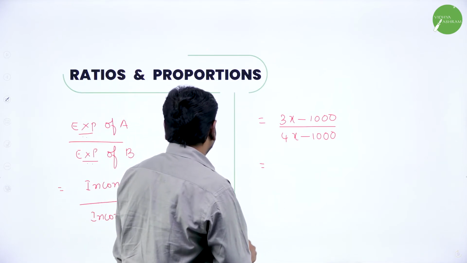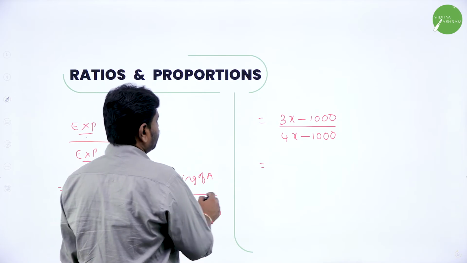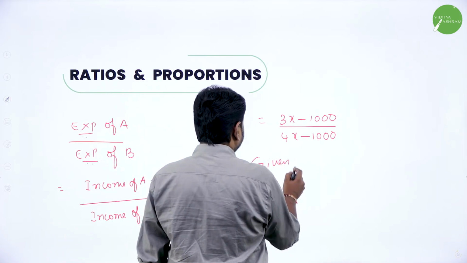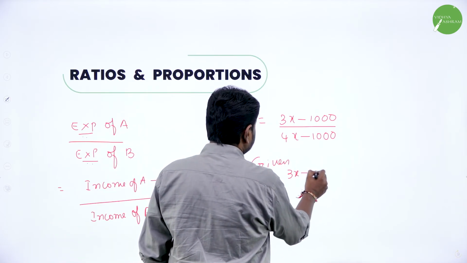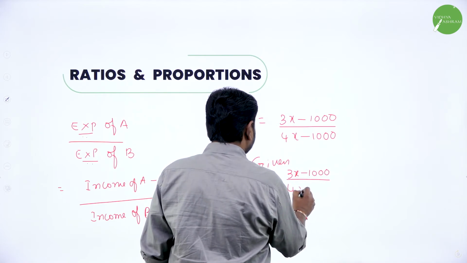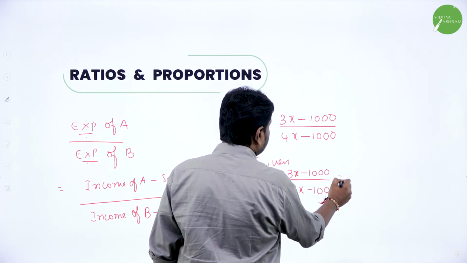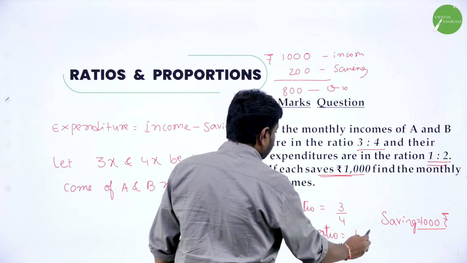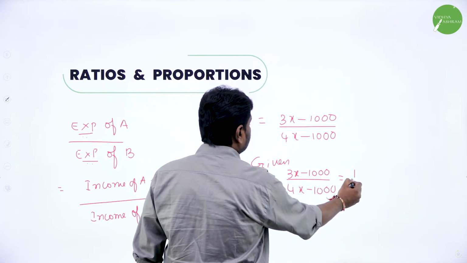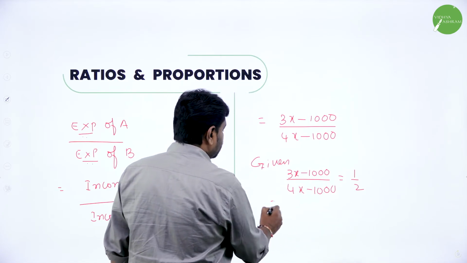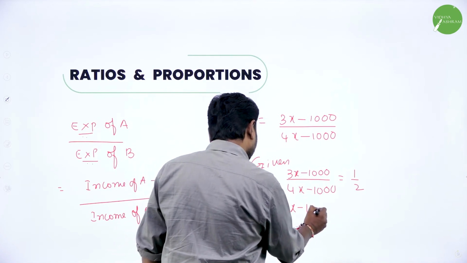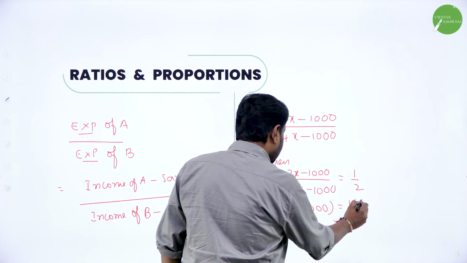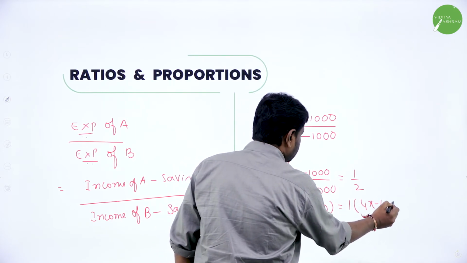They give the income ratio. So what is given? Given 3x minus 1000 divided by 4x minus 1000 is the income ratio they gave in the problem. What is the income ratio given? 1:2. So it is equal to 1:2. Cross multiply: 2 into 3x minus 1000 is equal to 1 into 4x minus 1000.